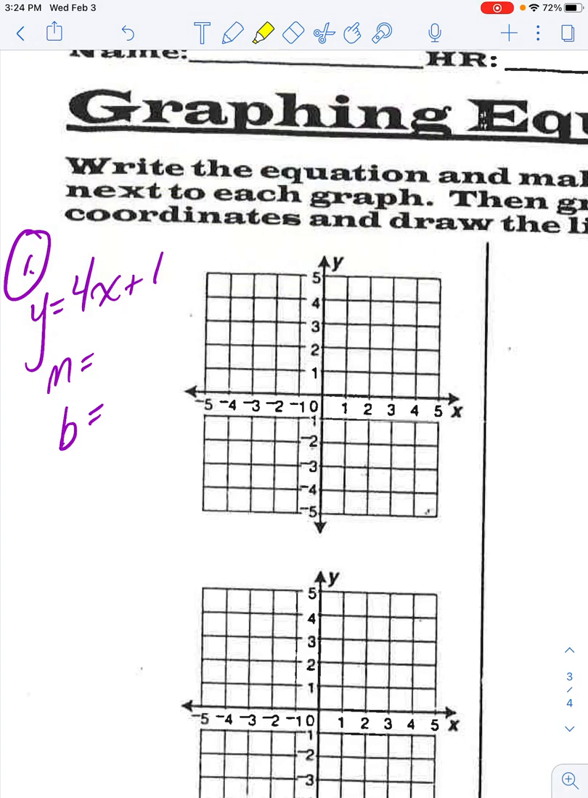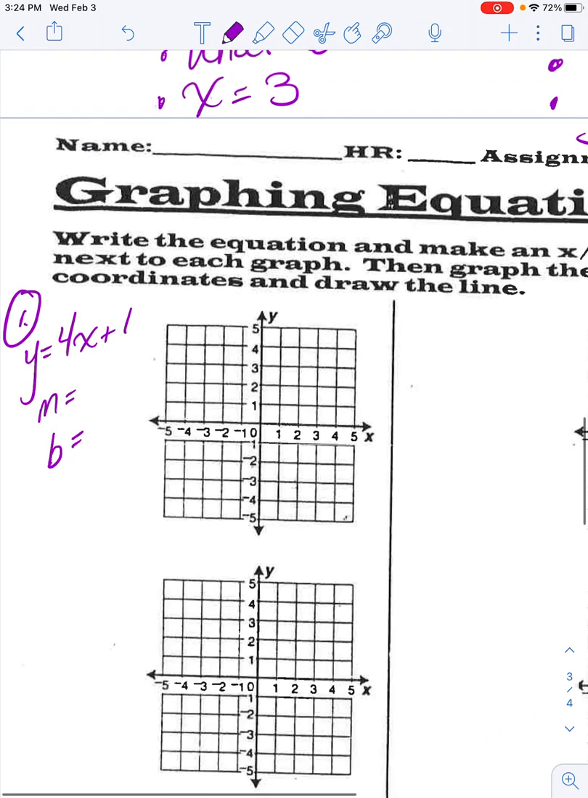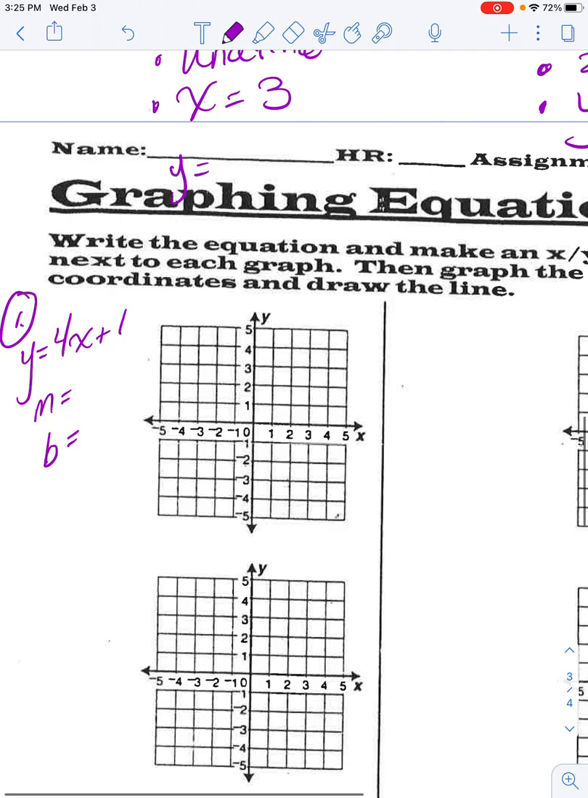So look at the equation. Remember, y equals mx plus b. So in front of the x is your m. So slope is 4. And the b is your y-axis. So your y-intercept, where we're going to start, is 1.